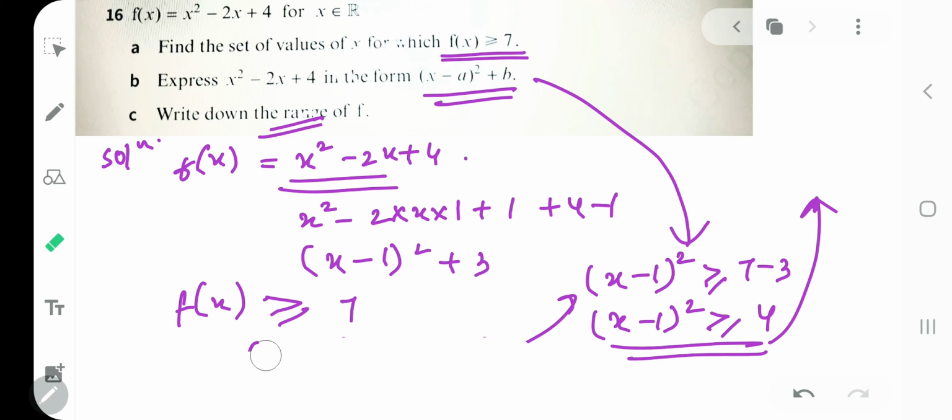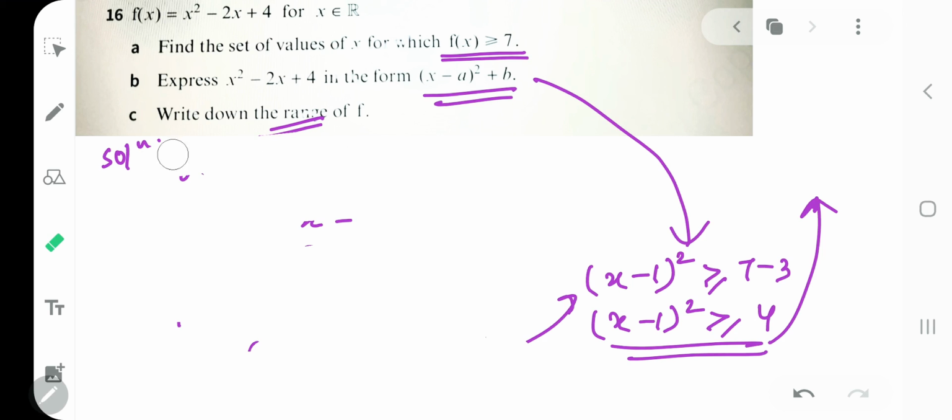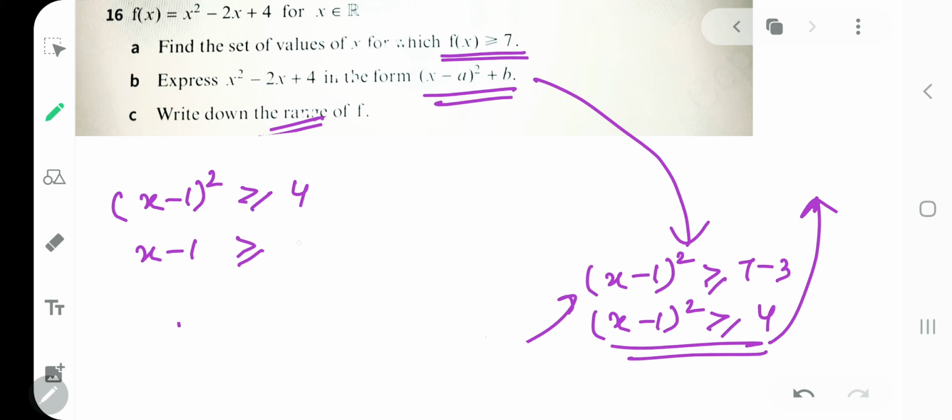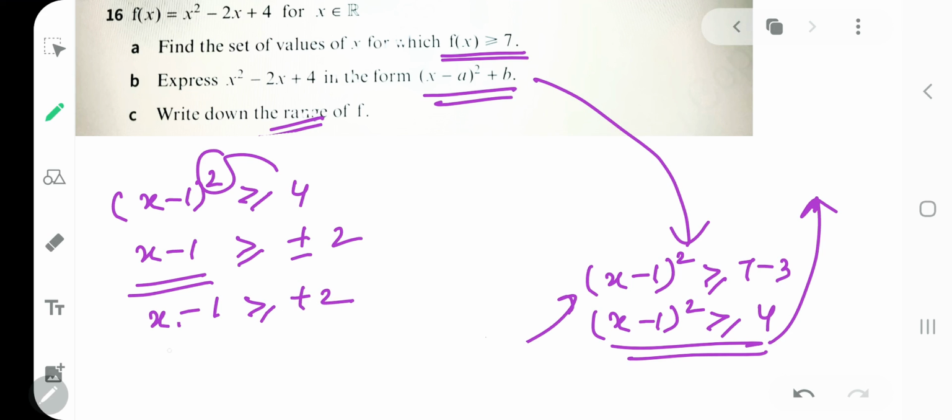Shall I erase this part? So we'll solve this further. (x minus 1) the whole square is greater than or equal to 4. So it will be x minus 1 greater than or equal to, this square will go here and it will become plus minus 2. Am I correct? Now pay attention, whenever you have something like this, it will be x minus 1 greater than or equal to plus 2, and x minus 1 less than or equal to minus 2.